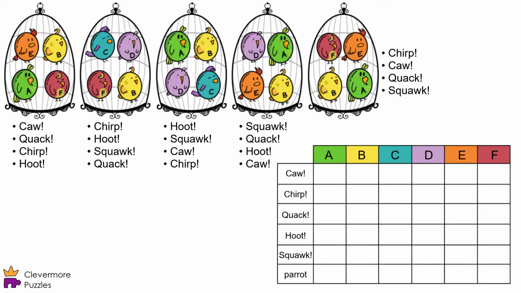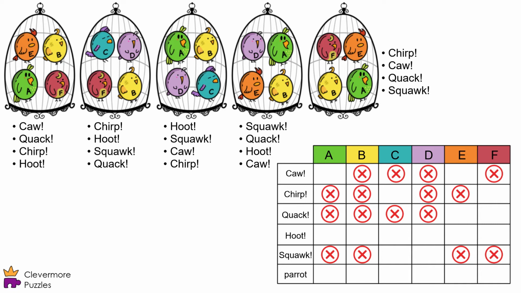Since there are 5 species of songbirds, or 5 different bird calls in the puzzle, and each cage has 4 birds, there's 1 bird call missing per cage. So for example, the first cage's list has every bird call except for squawk. That means we can be sure the 4 birds in that cage, A, B, E, and F, should not be paired with squawk. The second cage is missing caw, so those birds shouldn't be paired with caw. And so on. Quack is missing from the third cage, chirp is missing from the fourth cage, and hoot is missing from the last cage.